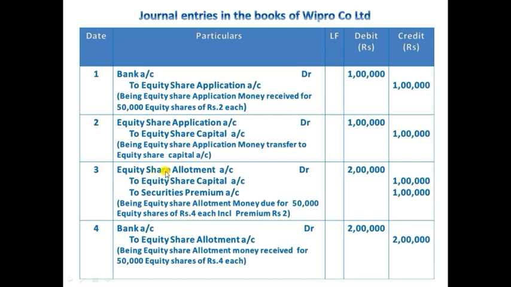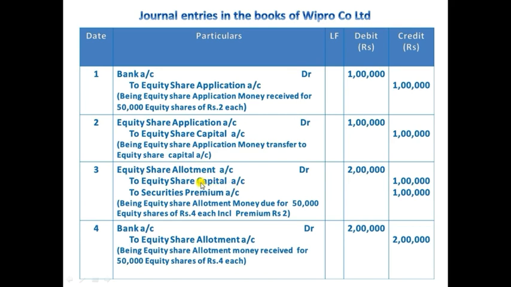So first the company will make a due, okay, as the allotment money the company used to transfer to share capital as well as securities premium. Then the company will receive the allotment money. Let's see. So we need to debit equity share allotment account, debit 2 lakh. This 2 lakh includes premium.